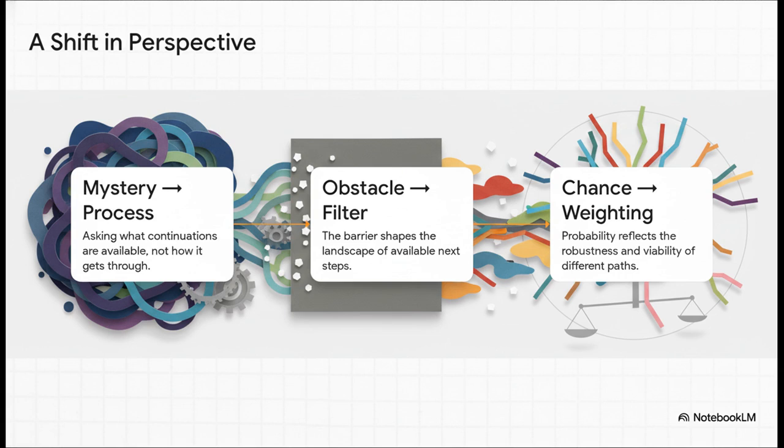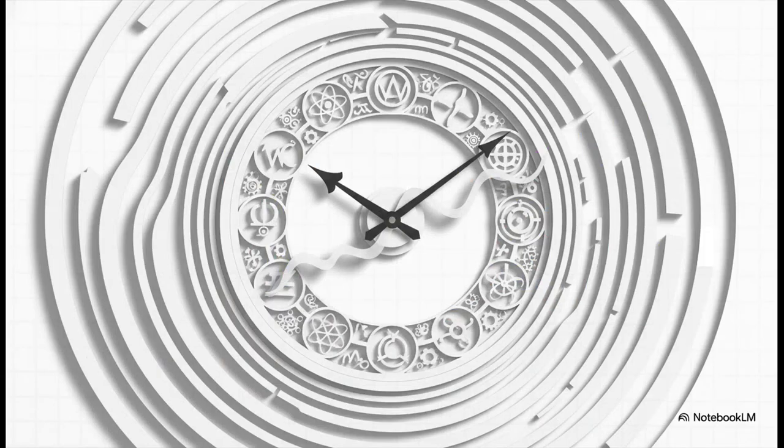Second, we reframed the barrier from being a simple, solid obstacle to seeing it as an active filter that shapes the landscape of possibilities. And third, we opened up a new way to think about probability, moving from seeing it as pure chance to reading it as a reflection of the weighting, the robustness of these broad versus thin continuation paths.